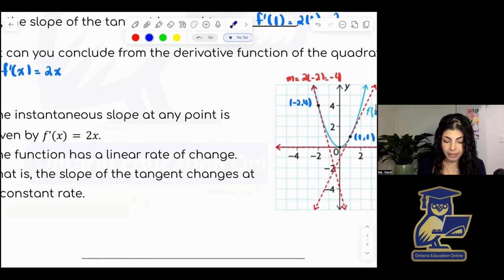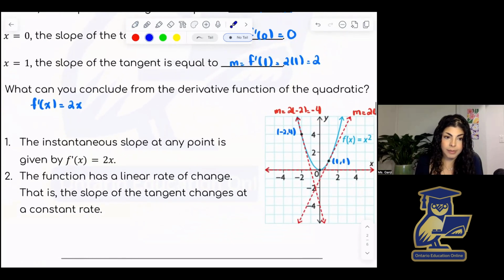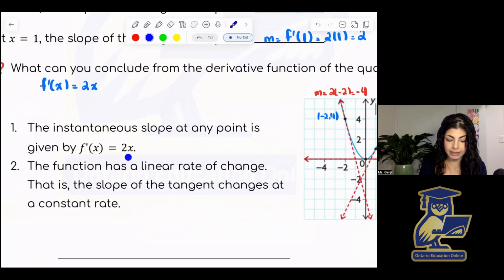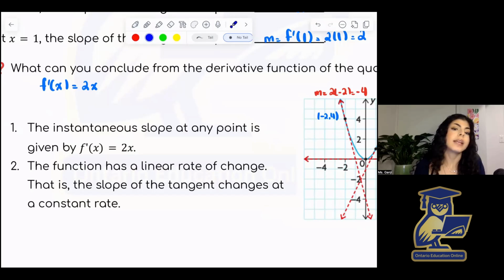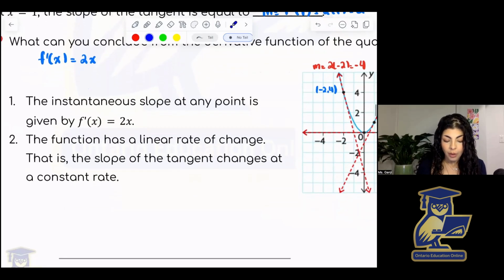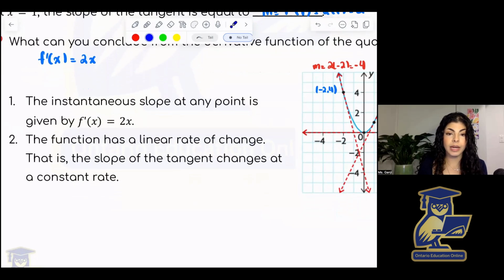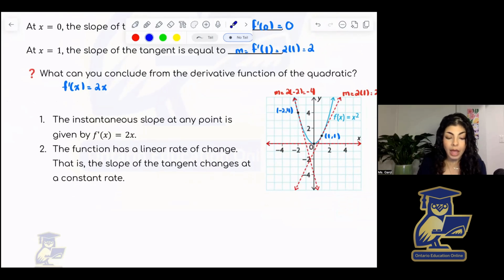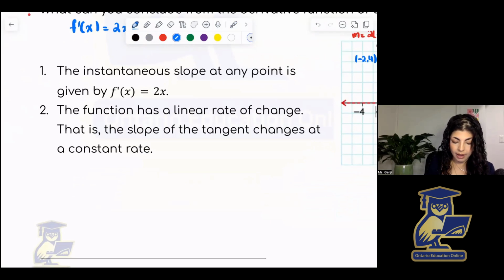And now interpreting this, we have 2 different interpretations, and they mean the same thing. So we can first say that the instantaneous slope at any point is given by f prime of x equal to 2x, which means that the instantaneous rate of change at any point is given by 2x. We can also say the function has a linear rate of change because this is a linear equation. So in other words, the slope of the tangent changes at a constant rate because it's a linear rate of change. If you alternatively had, for a different function, let me name it g.